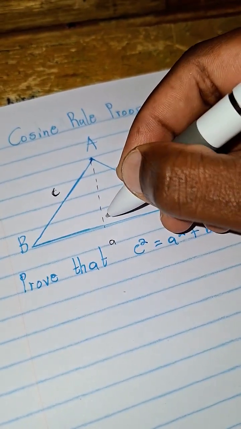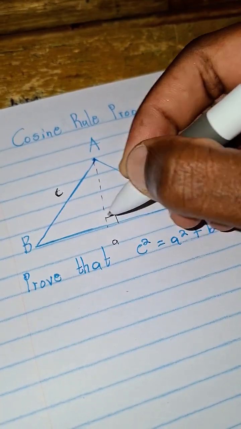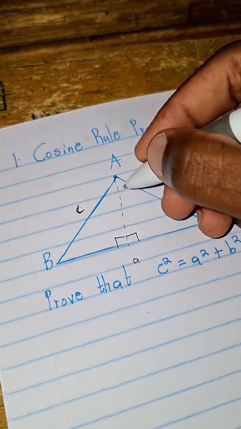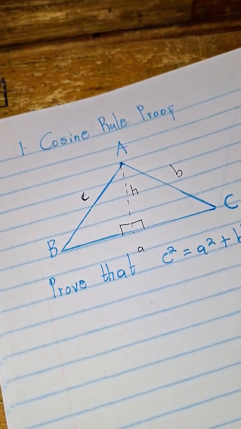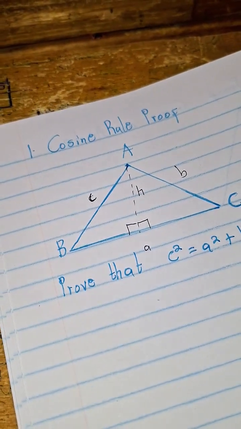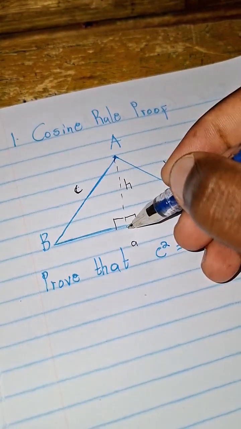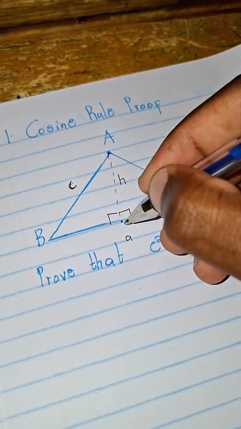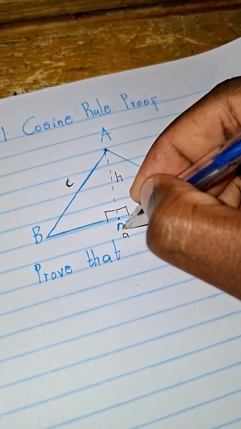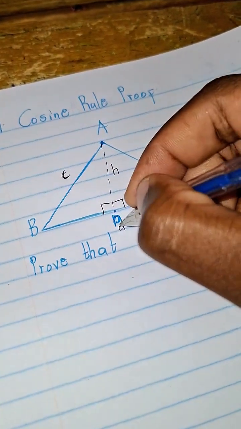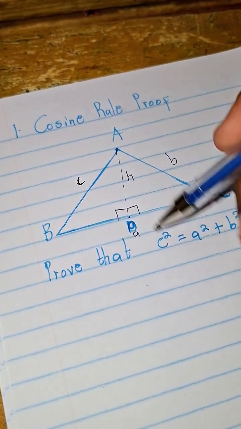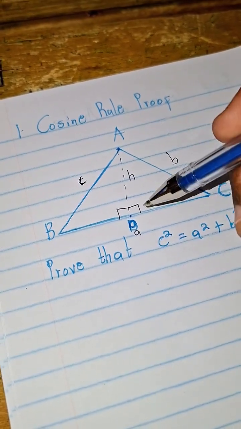We can name this side. This is going to be 90 degrees, and here is also 90 degrees. Let's name our height H. Before we go further, let's name this point D, the capital letter D. That perpendicular height, which is AD, is H.